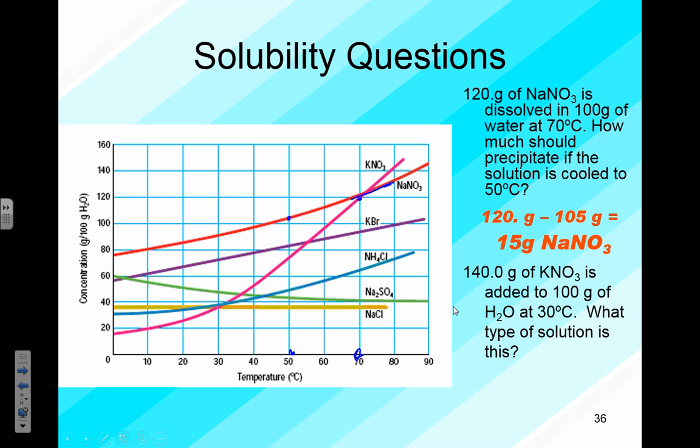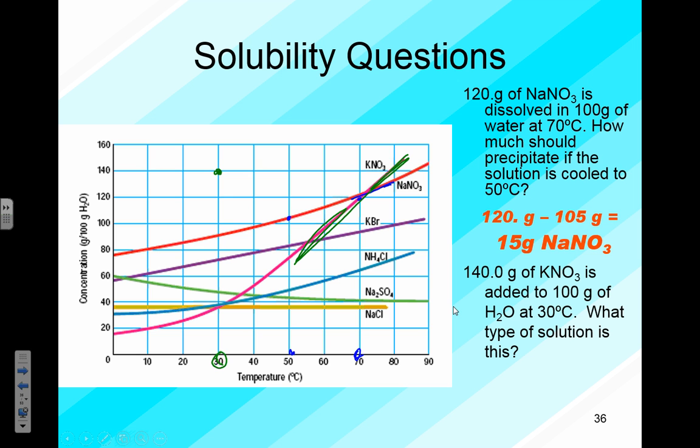Another question. 140.0 grams of potassium nitrate is added to 100 grams of water at 30 degrees Celsius. What type of solution? Well, let's take stock. Potassium nitrate, that is the purple looking line here. So we're talking about this line right here. And we're at 30 degrees Celsius and we put in 140. So 30 degrees Celsius is here. 140 is going to be way up there. Well, that's way above the line.